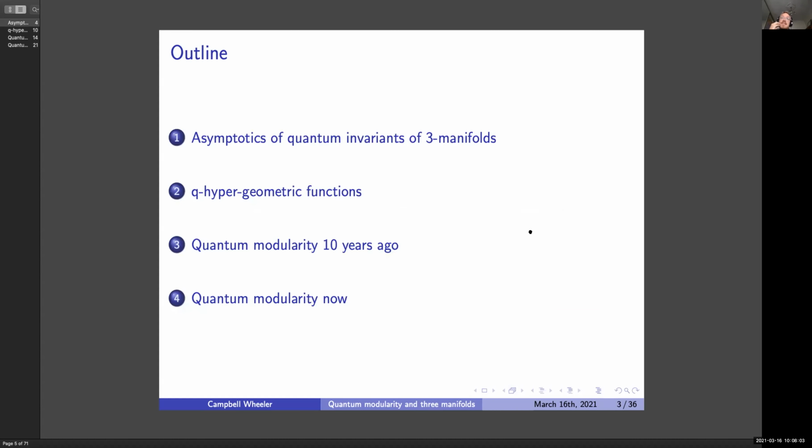Okay, so the rough outline is I'll talk about a bunch of conjectures that people have on the asymptotics of quantum invariants of three manifolds. Then I'll describe briefly what q-hypergeometric functions are. Then I'll talk about the original version of quantum modularity that Don proposed about 10 years ago now. And then we'll see how that has been extended, which creates a much nicer picture and is potentially slightly less vague than it was 10 years ago.